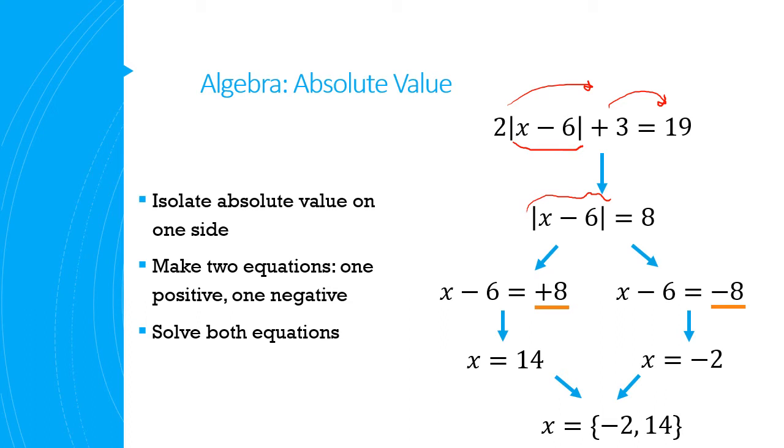The next step is that we split this into two equations. One gets a positive sign on the right side, and the other gets a negative sign. So we took this 8 and made it positive in one equation and negative in the other. Now you just solve these two equations normally, and you get two results. So x can be either of two values. It can be either -2 or 14. Once again, it's a great idea to plug these back into the original equation to make sure that they're correct.